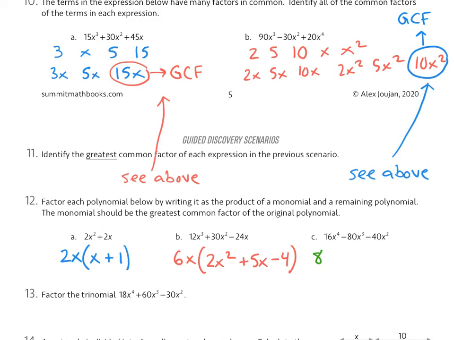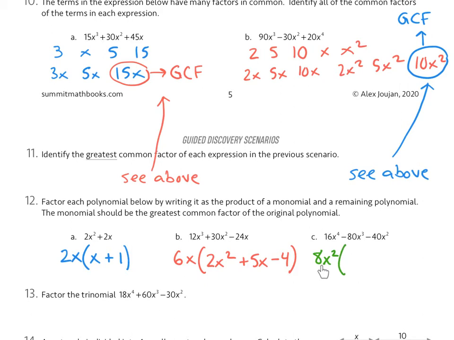And now I can look at the variable parts. X to the fourth, x to the third, x to the second. This has 2 x's multiplied together, 3, and then 4. So 2 x's multiplied together is contained in each of these terms. So 2 x's multiplied together is part of my common factor. And I can write that as x squared. 8x squared is the greatest common factor of this trinomial.